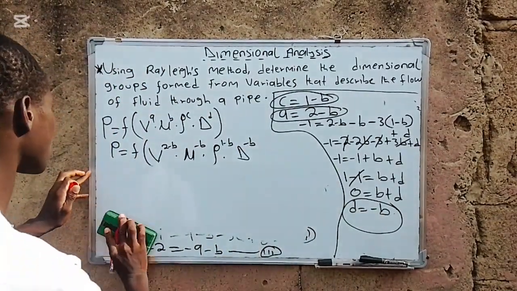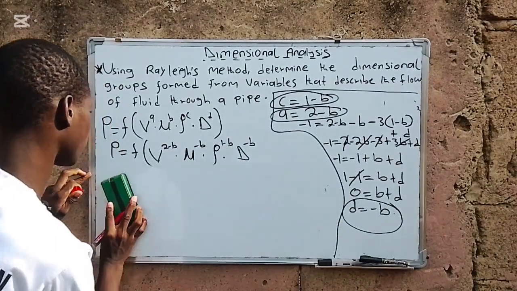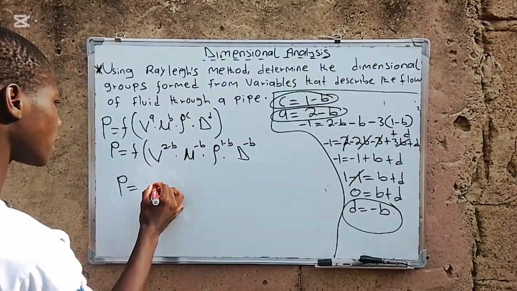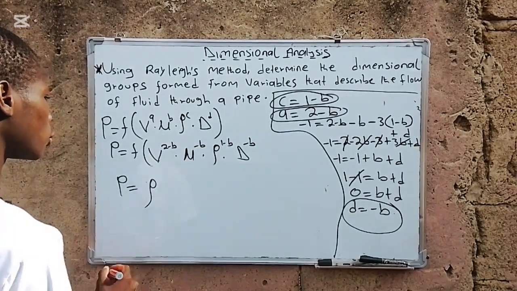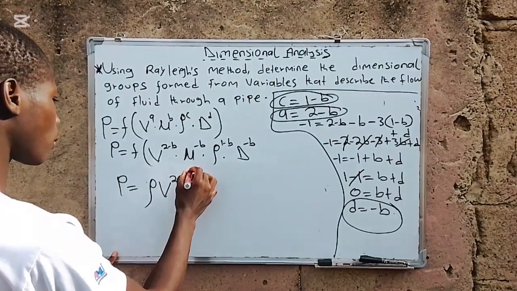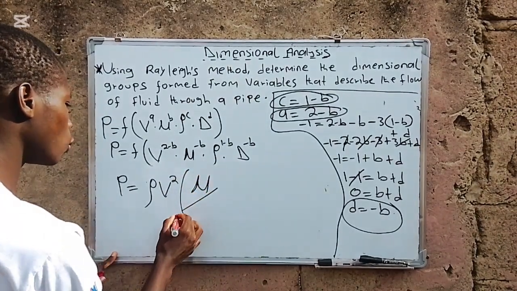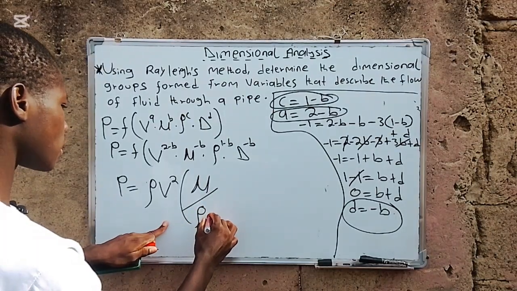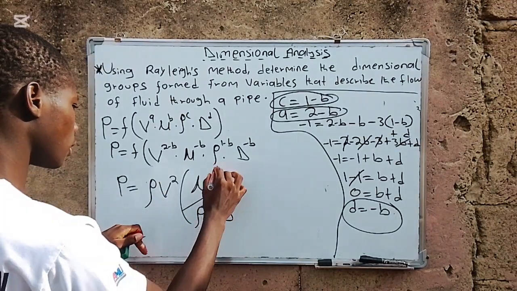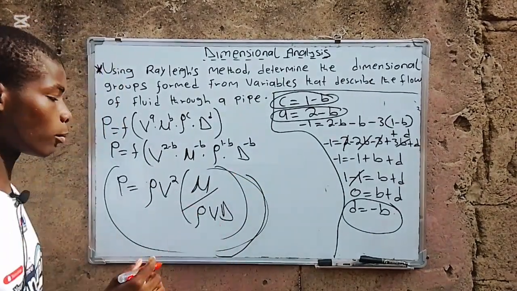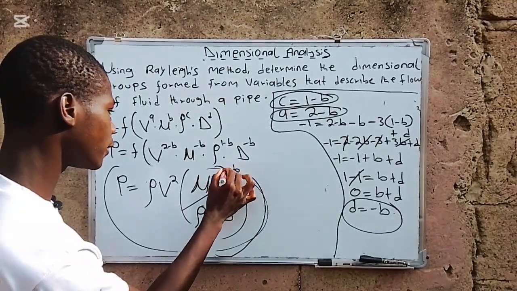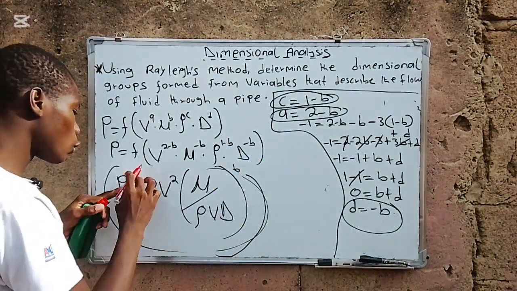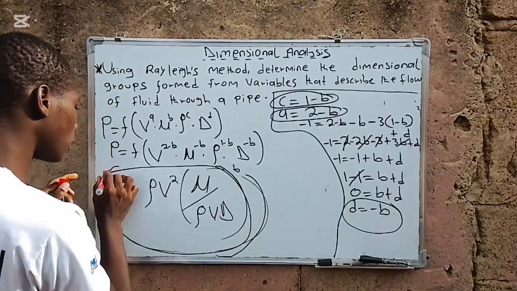So this is the same thing as saying that p will be equal to, I have in terms, I will say that I have rho v what? v squared into what? Into mu divided by the value of what? Divided by the value of rho v d. Yes, this is the solution, but I have the value of b. This is the same thing as saying this. So to make it easy, you can write it in this form.